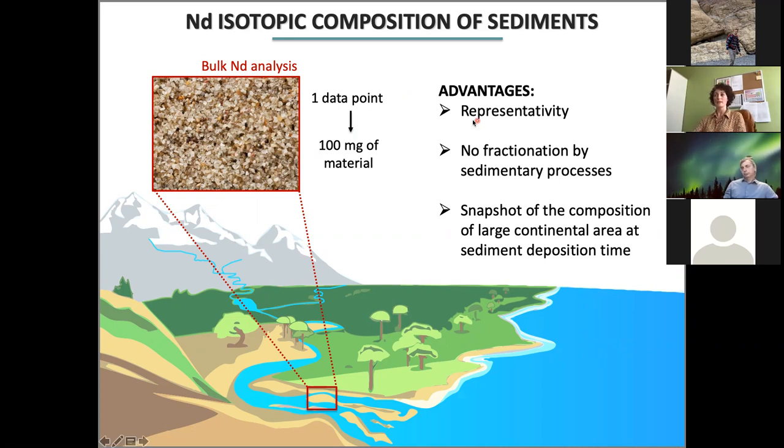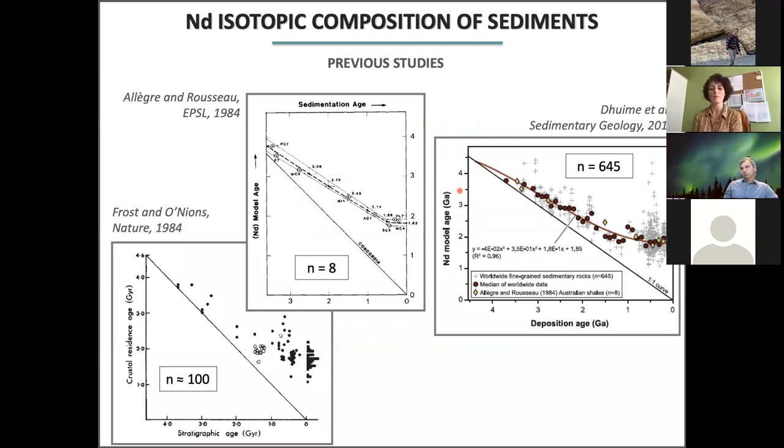So it's much more powerful in terms of representativity compared to one data point in the in situ hafnium or uranium-lead databases of zircons. So this is a powerful tool, and I'm not the first one, of course, to have the idea to use neodymium isotopes in sediments to try to understand the composition and the growth of continental crust. This was done a lot in the 80s, with the famous papers from Frost, or Allègre and Rousseau. And more recently, Dhuime et al. have also looked at this database, but they were based on a relatively small number of data. So I decided to revisit these relatively old studies with the new data that we have right now.